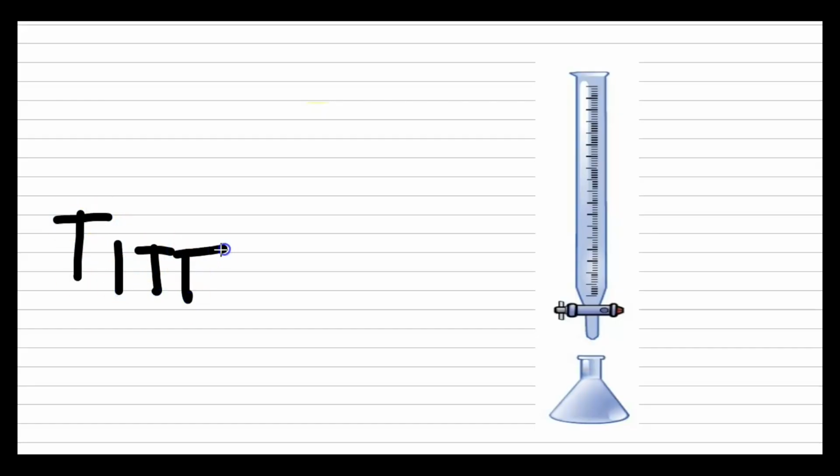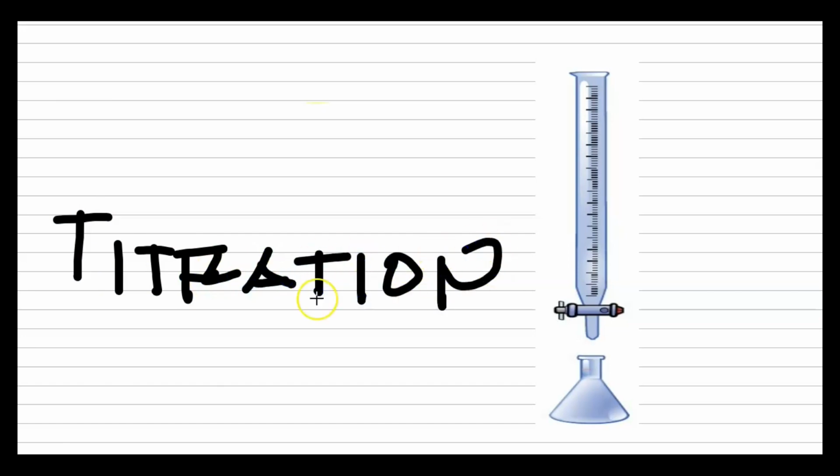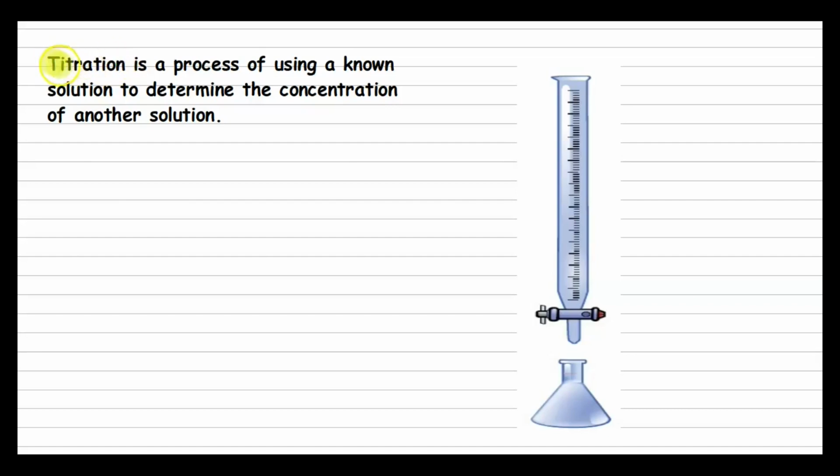Titration is one of the most common procedures in chemistry. It can be divided into two tasks: the laboratory itself and of course calculation. Titration is a process of using a known solution to determine the concentration of another solution. This other solution will be the unknown solution.